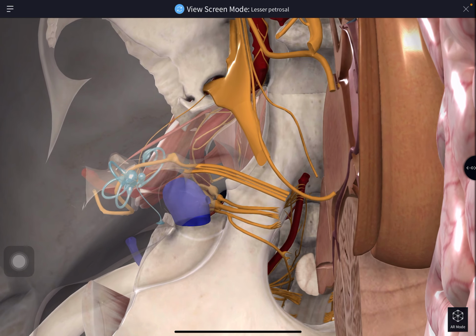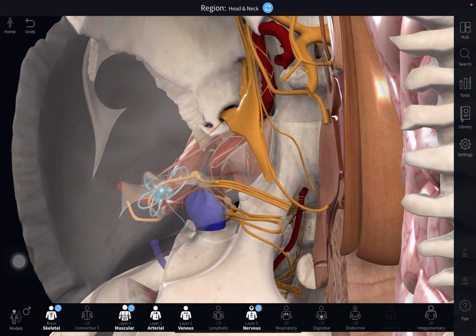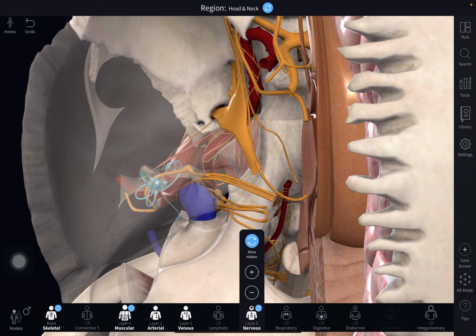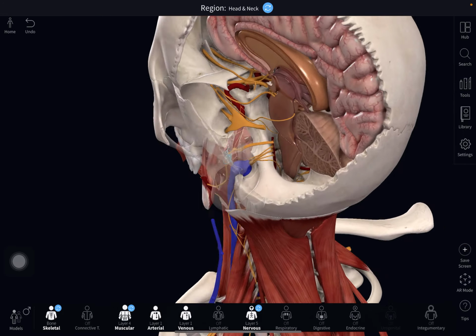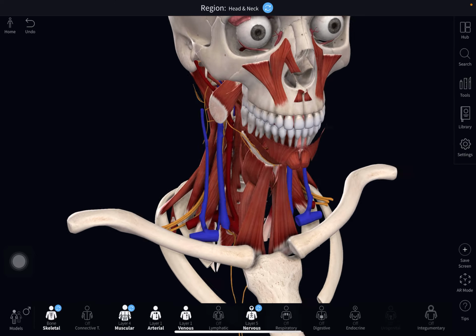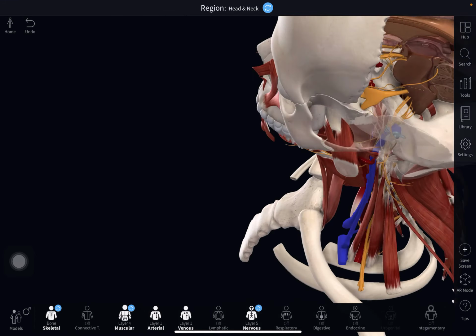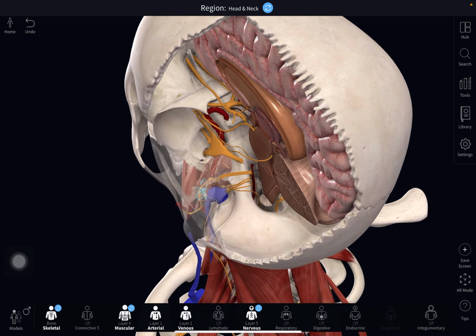That's about it. As for the layers, I'm using layer 5, but honestly, layer 1 for everything works. I don't even know why I have the muscles turned on. Okay, that's about it.